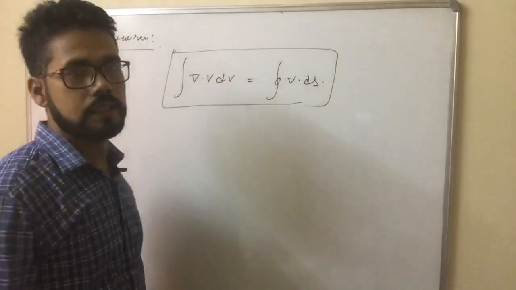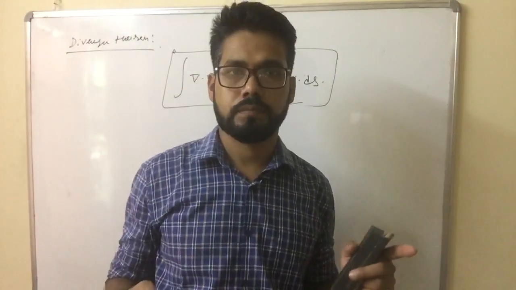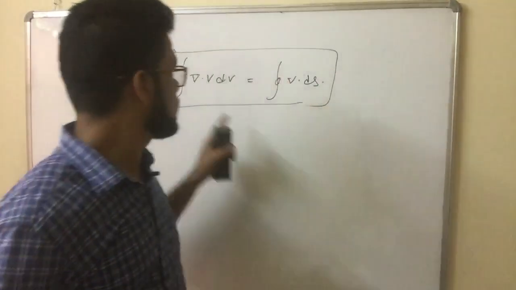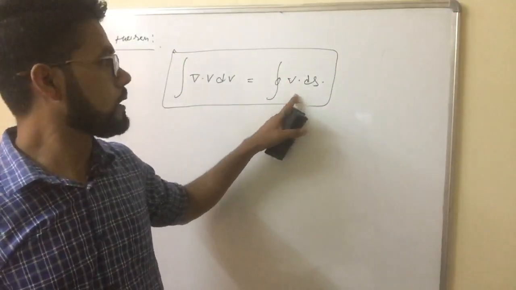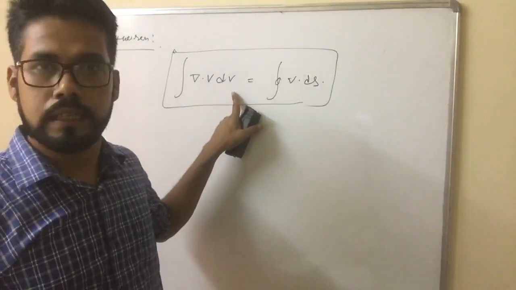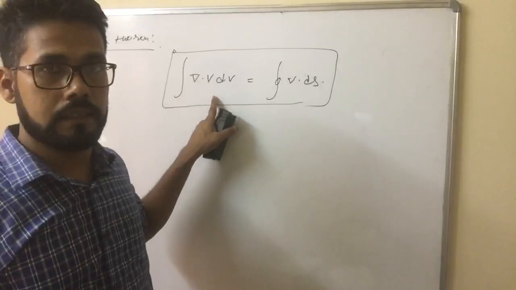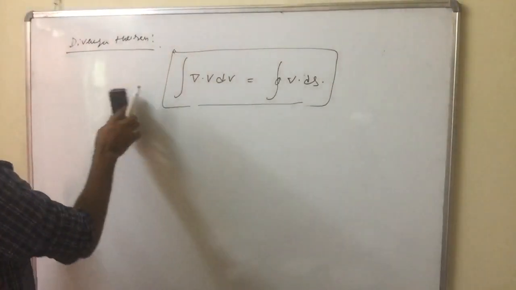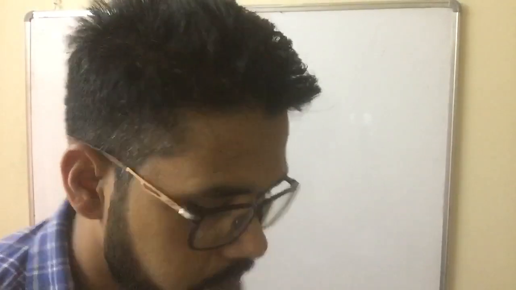And why is it necessary? Sometimes the divergence function is very big, and it is very difficult to find out this parameter or that parameter. Then this term will help to calculate the total integral value. This is the divergence theorem, and I am giving one example.